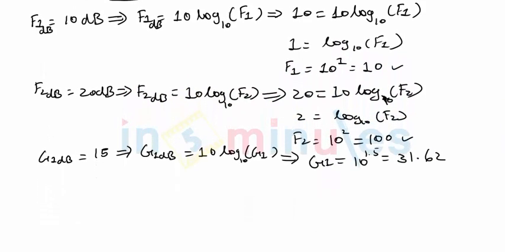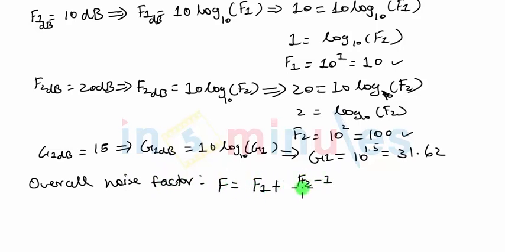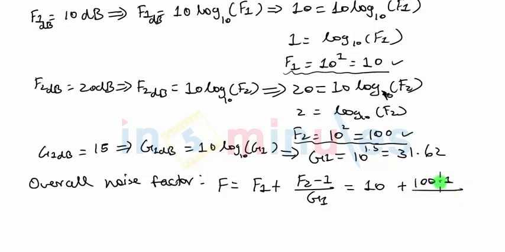We have to now calculate overall noise figure. To calculate overall noise figure, we first calculate overall noise factor. Overall noise factor is given by the FRIIS formula as F is equal to f1 plus (f2 minus 1) divided by g1. f1 is nothing but, you can see we have got the value of f1 as 10. So 10 plus f2 was nothing but (100 minus 1) divided by g1 value is obtained as 31.62. So if you solve this out, you get overall noise factor F equal to 13.13.